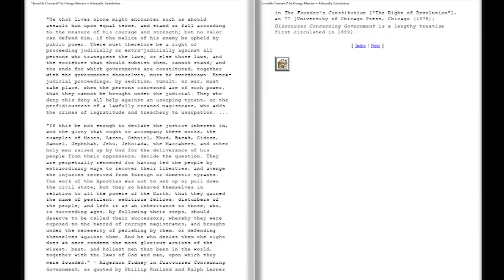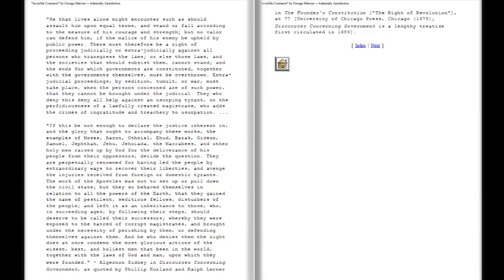They who deny this deny all help against an usurping tyrant, or the perfidiousness of a lawfully created magistrate, who adds the crimes of ingratitude and treachery to usurpation. If this be not enough to declare the justice inherent in, and the glory that ought to accompany these works, the examples of Moses, Aaron, Othniel, Ehud, Barak, Gideon, Samuel, Jephthah, Jehu, Jehoiada, the Maccabees, and other holy men raised up by God for the deliverance of his people from their oppressors, decide the question. They are perpetually renowned for having led the people by extraordinary ways to recover their liberties, and avenge the injuries received from foreign or domestic tyrants.